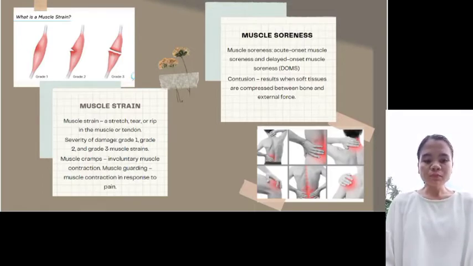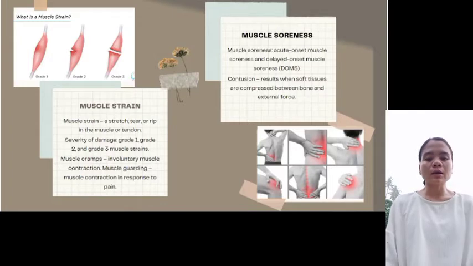So, a strain, you can feel it suddenly, or it can develop over time. You can feel slightly stiff if you feel the result of the pain. It is a very limited movement. If you experience a strain, your movements become limited. There are also kinds of severity, which is the severity of damage: grade 1, grade 2, and grade 3 muscle strain.